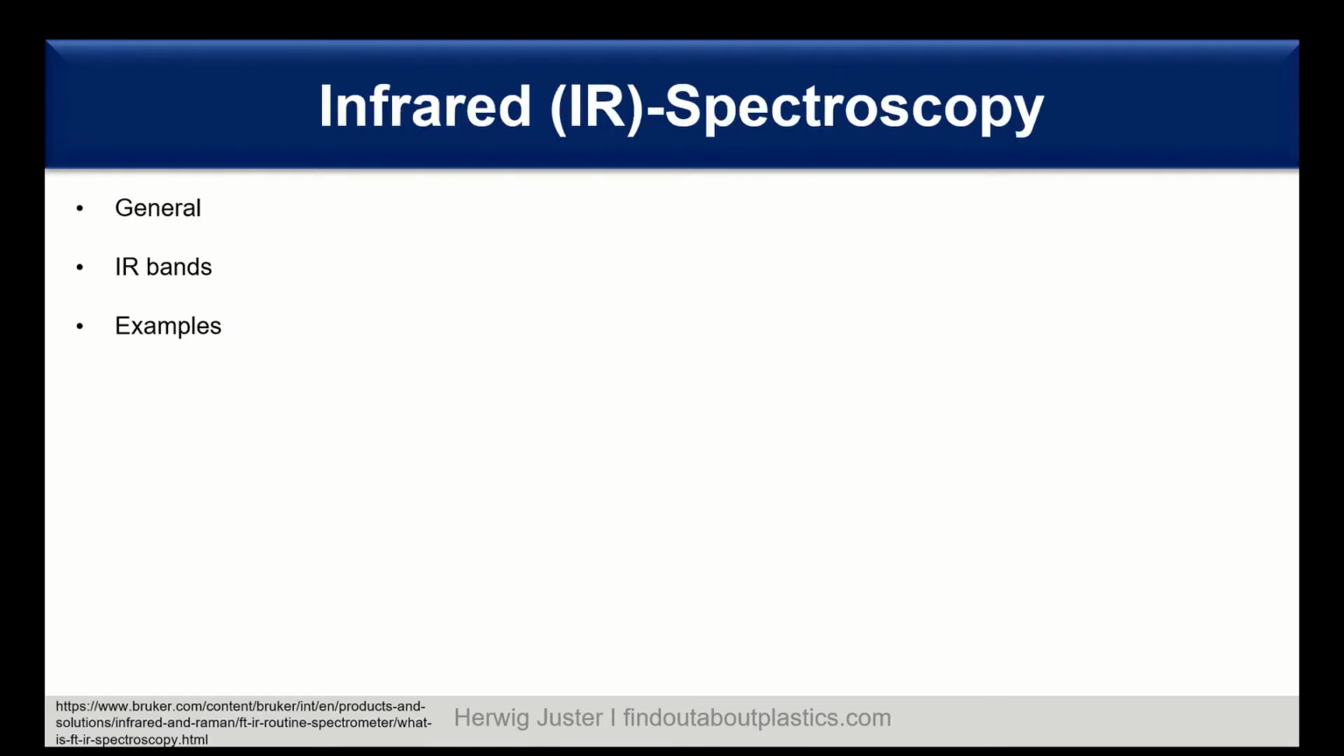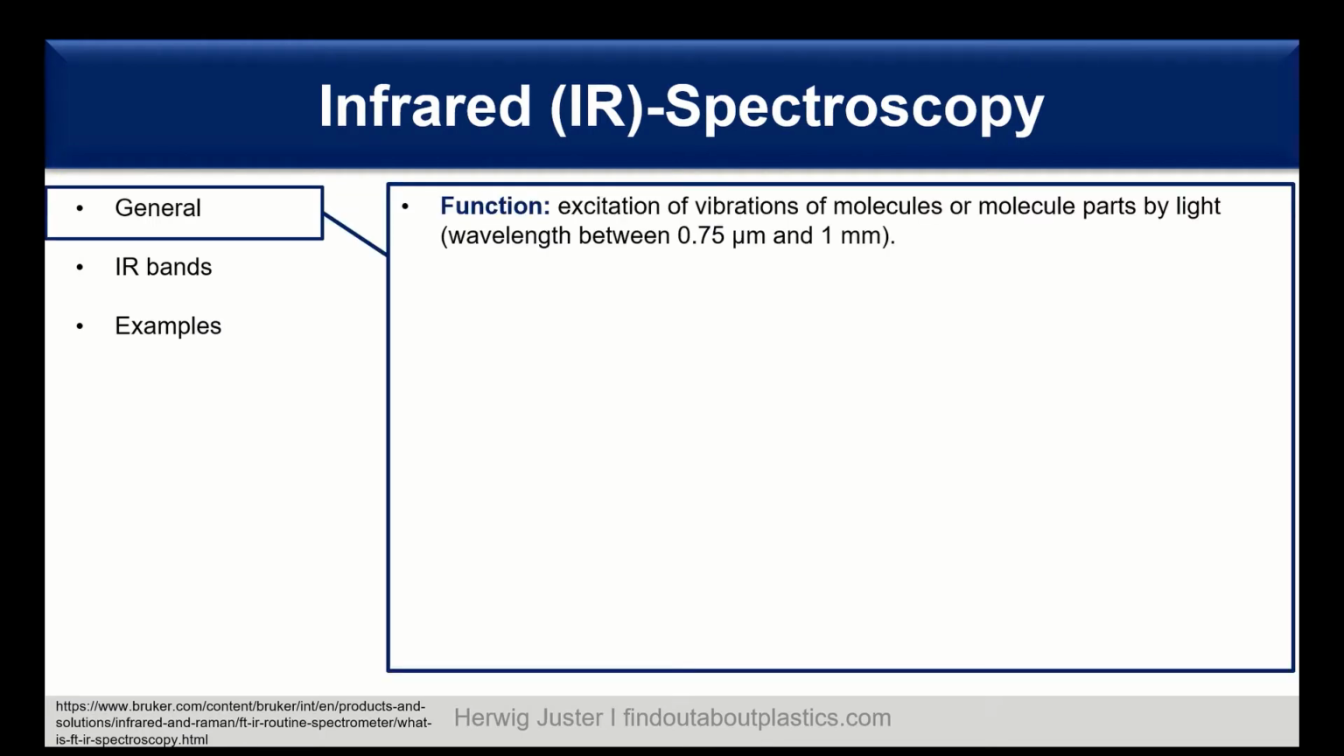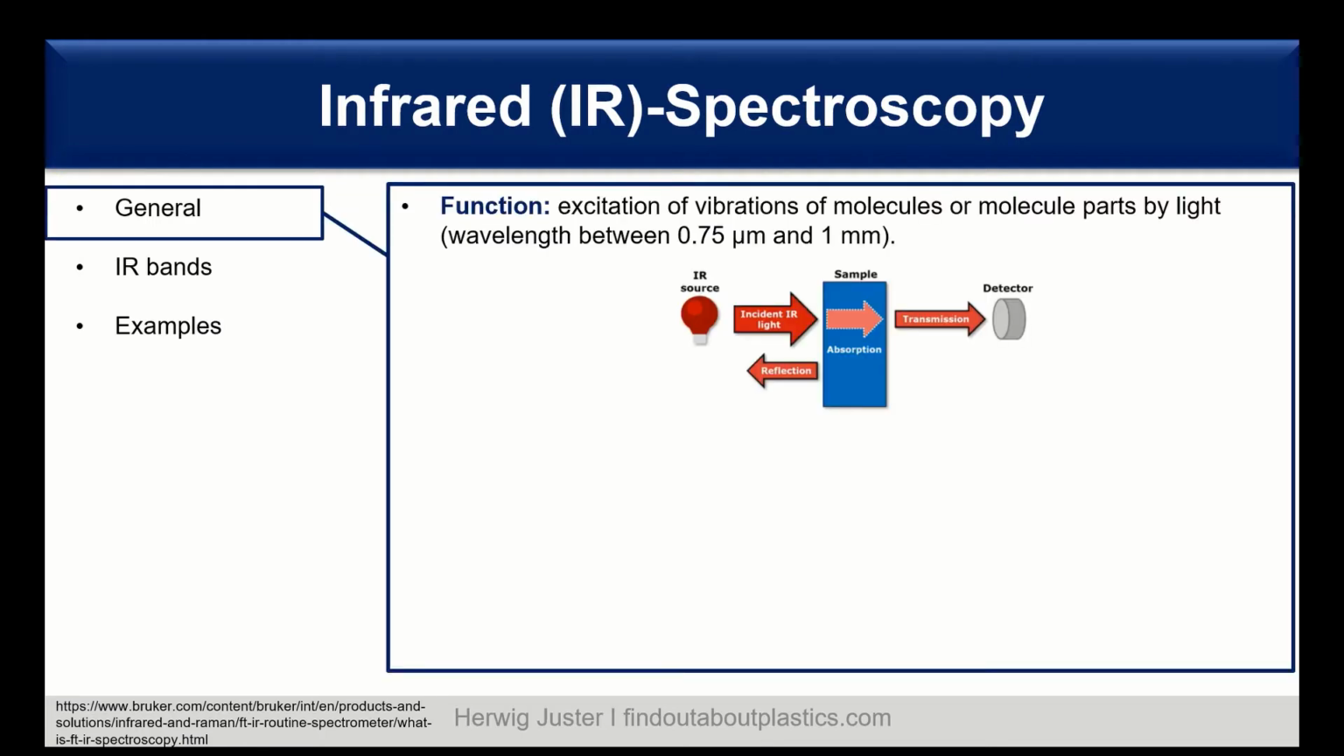Okay, we have here 3 parts. So in general, what is infrared spectroscopy, what are infrared bands and some examples. So in general, you have to imagine we have here an infrared source which is sending infrared light on a sample. So in our case this can be a plastic film, a plastic part, in most cases a thin sample, and then one or all 3 things can happen.